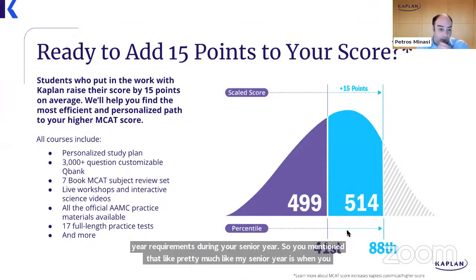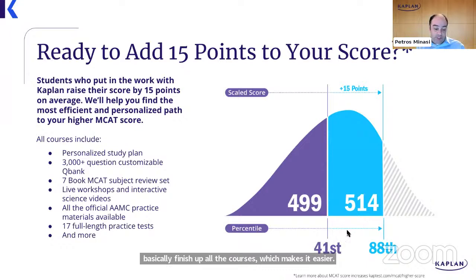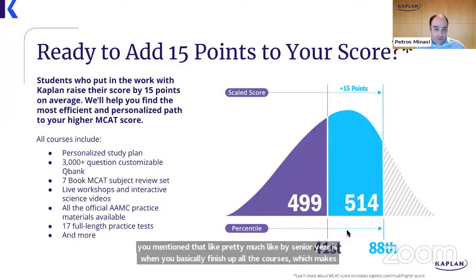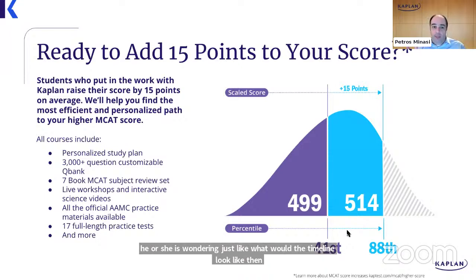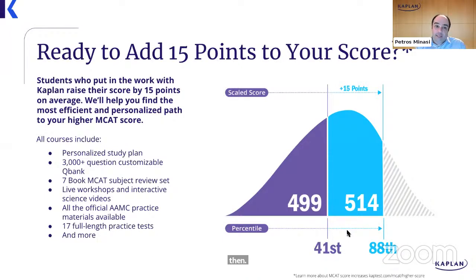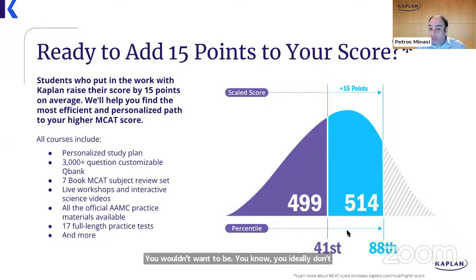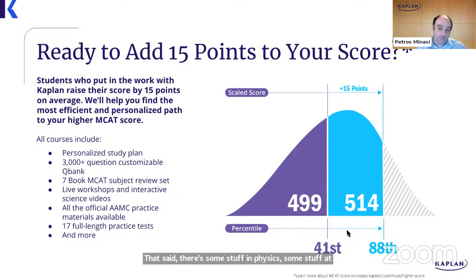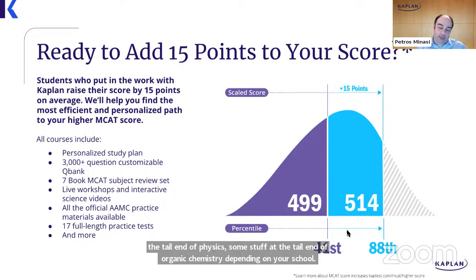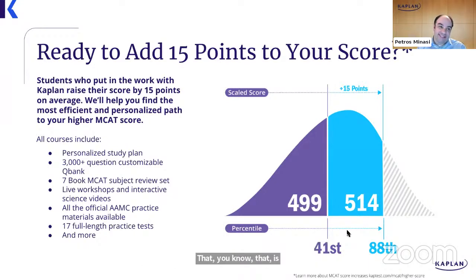I mean, the timeline would look the same. It would just be pushed back, right? So if you're finishing your pre-med courses in your senior year, then you would want to be preparing for the MCAT after those pre-med courses are complete. Ideally you don't want to be studying for the MCAT not having completed all of your pre-med courses. That said, there's some stuff at the tail end of physics, some stuff at the tail end of organic chemistry, depending on your school, that is less tested on the MCAT. So maybe you can get away with it, but generally speaking, you would just be pushing everything back.